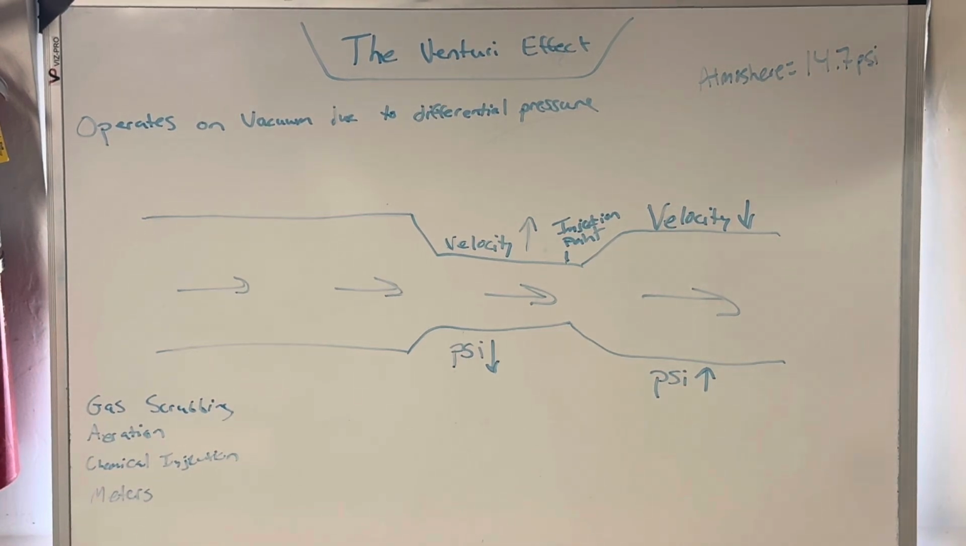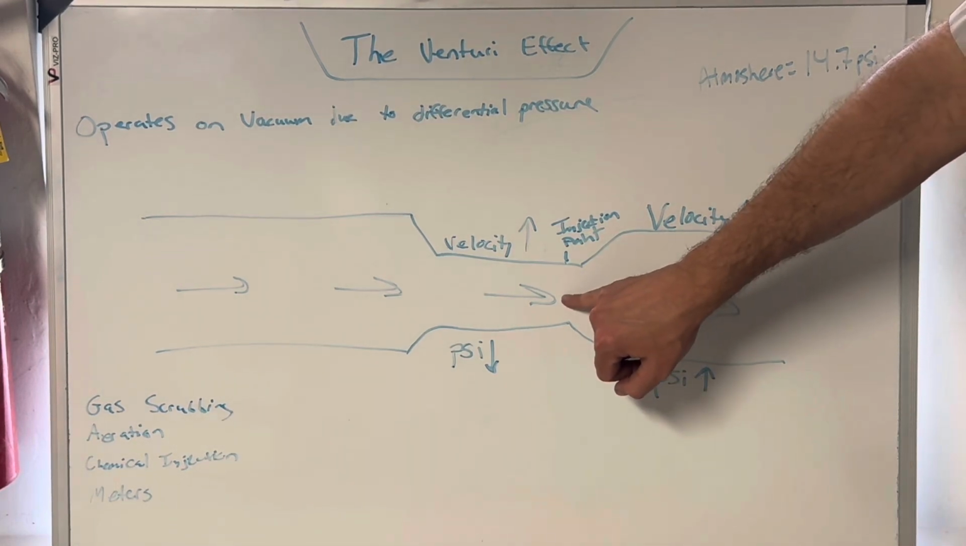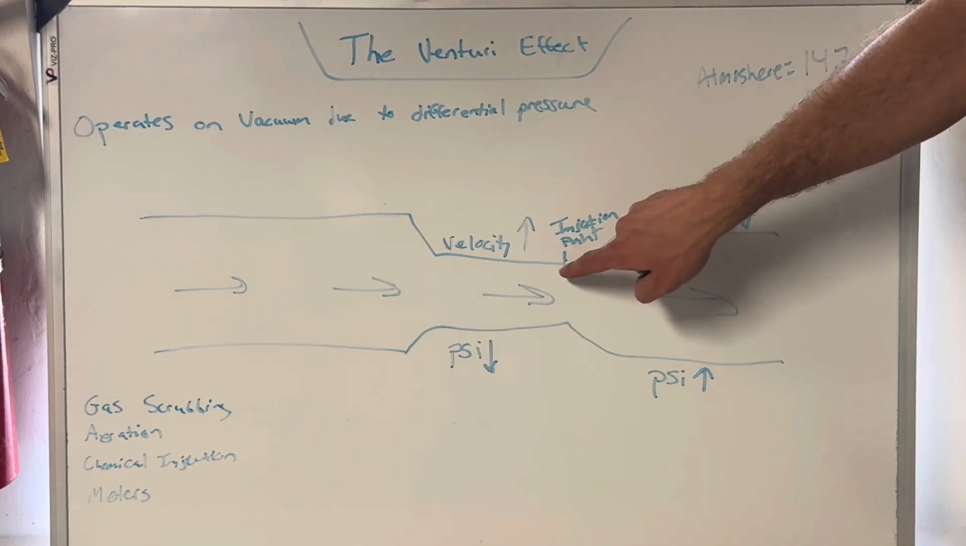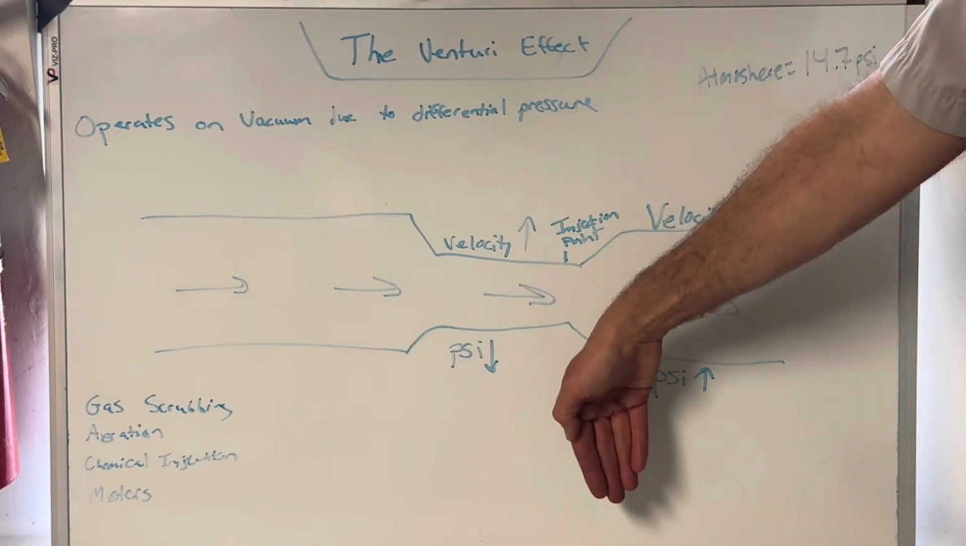So anyway, as the pressure drops, if we are below atmosphere right here, 14.7 pounds, if we're under that, you could literally just have a hole in that pipe. And what would happen is it would suck air in.